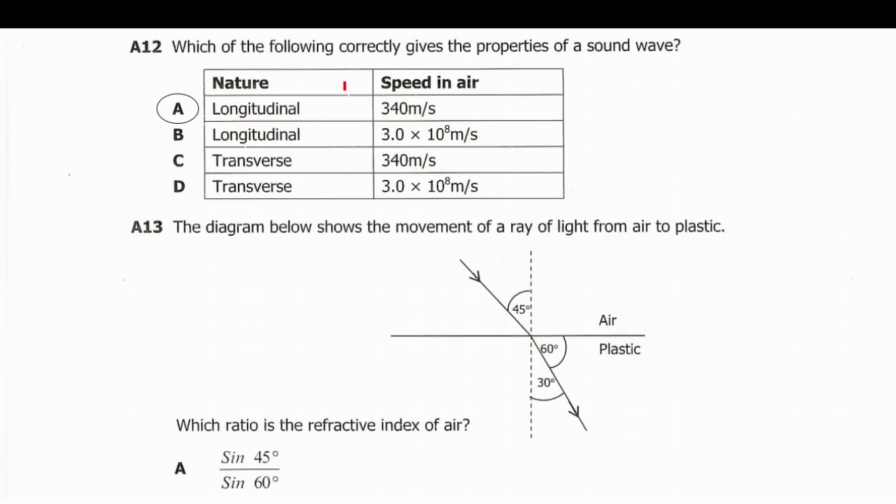Here they are saying nature of sound wave longitudinal, yes, speed in air 3.0 times 10 to the power 8 meters per second. This is for light. Here they are saying nature transverse wave, that is a lie. Here again, nature transverse, these are lies.